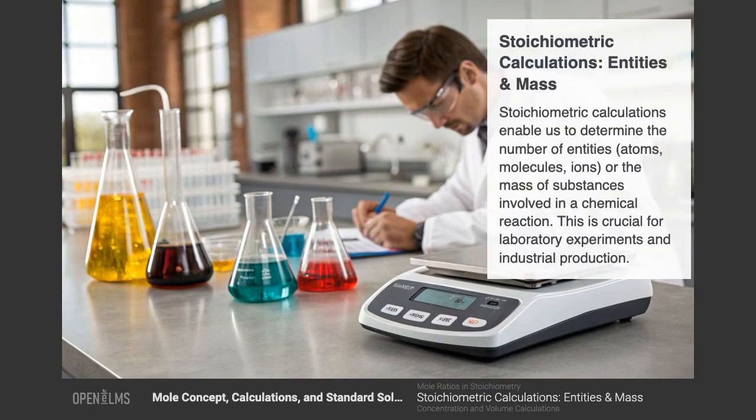Stoichiometric calculations. Entities and mass stoichiometric calculations enable us to determine the number of entities (atoms, molecules, ions) or the mass of substances involved in a chemical reaction. This is crucial for laboratory experiments and industrial production.